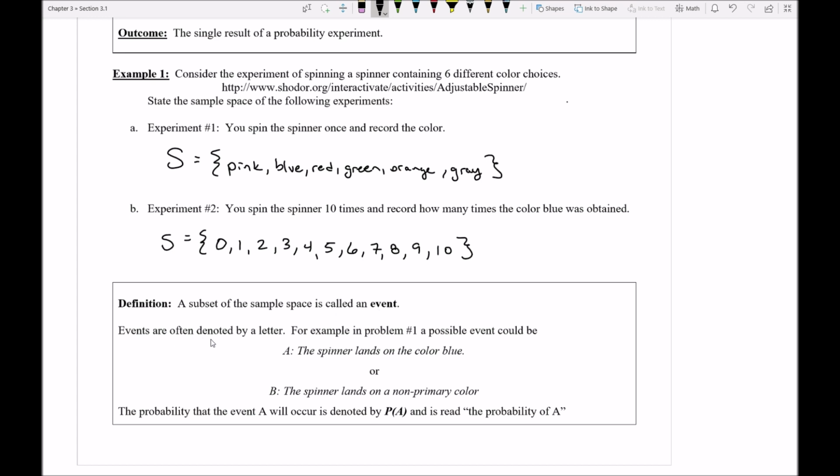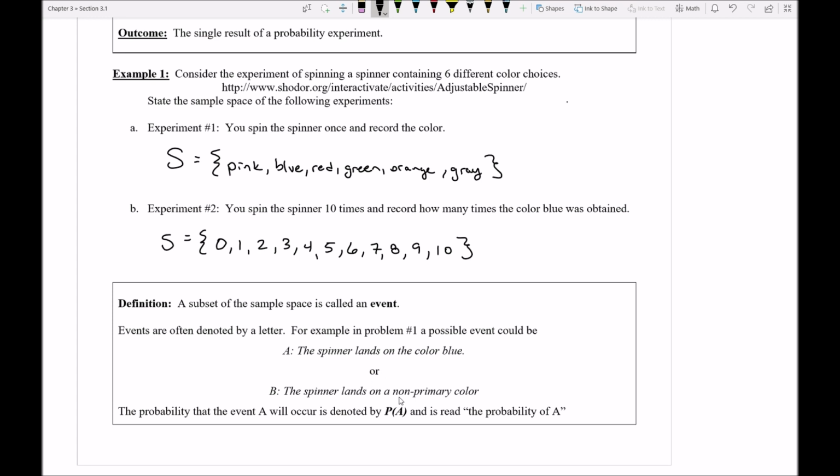Events are often going to be denoted by letters. It's a way to create a shorthand for us to use as we work through different problems. So for example, in problem number 1, a possible event could have been the spinner lands on the color blue, right? That's one of the different options that comes out of my sample space. So that's an event, and I could abbreviate that statement with a letter, maybe the letter A. Maybe I come up with a different event.